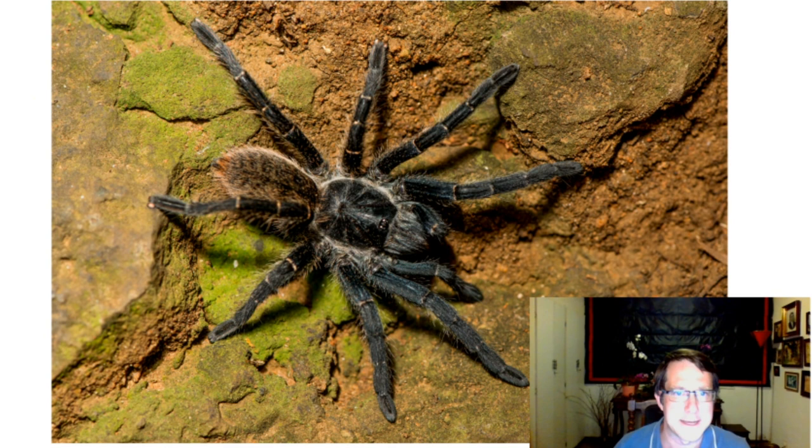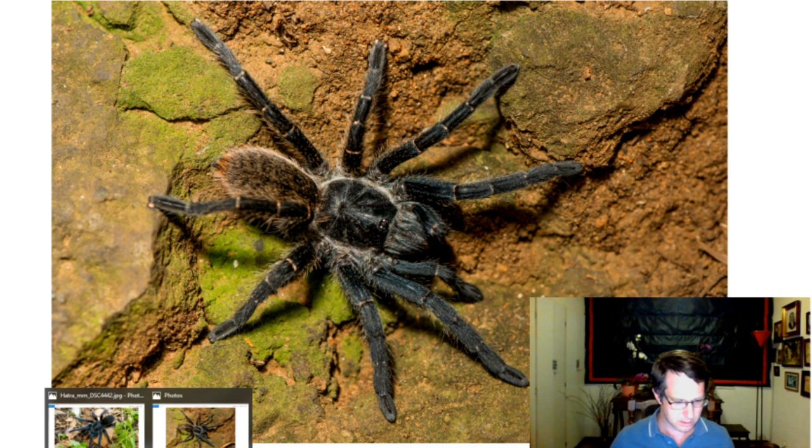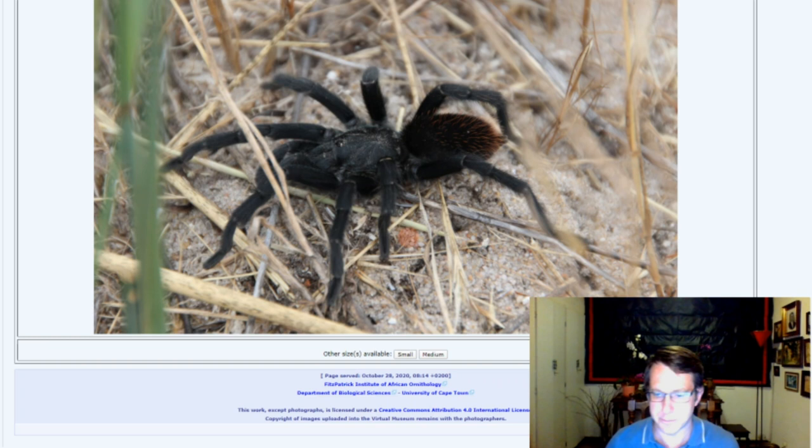And another key feature for it, which I'm going to show you on a virtual museum record submitted by Lorenda van Breda, is that in the adult males, they have these reddish brown hairs on the abdomen, a very, very distinct feature for this particular species.